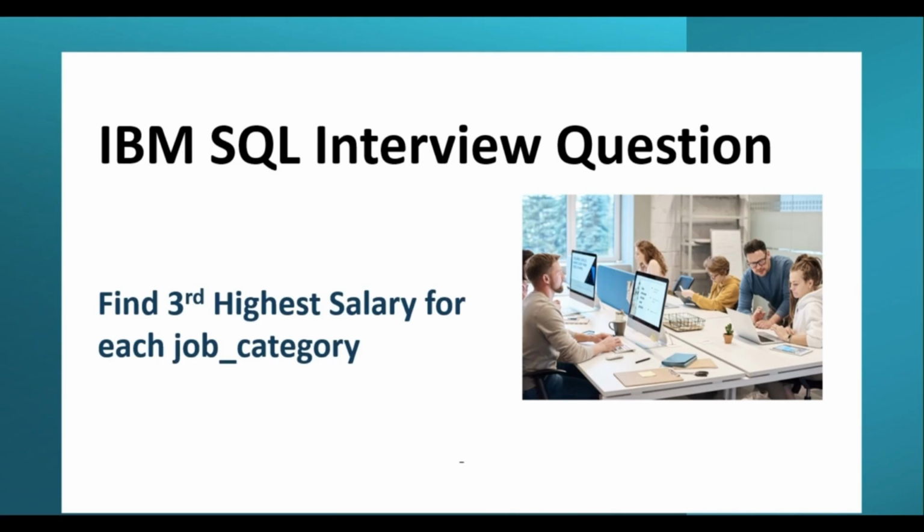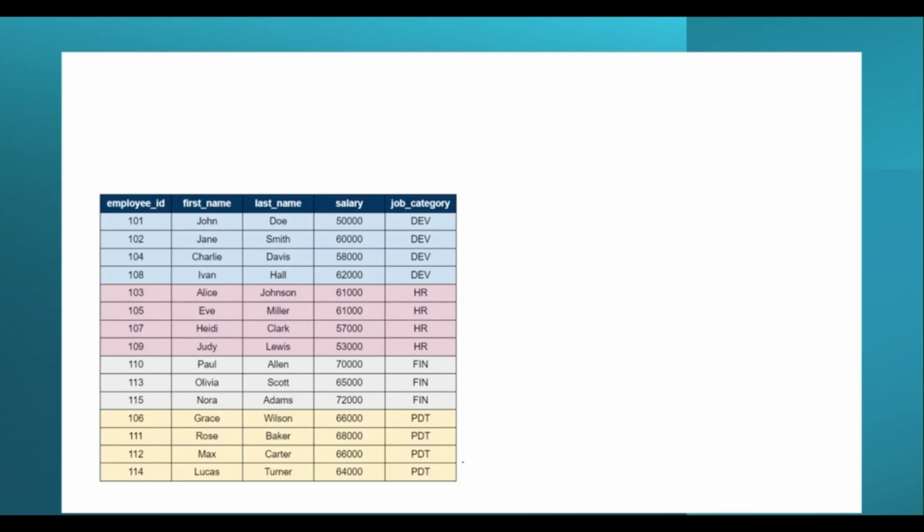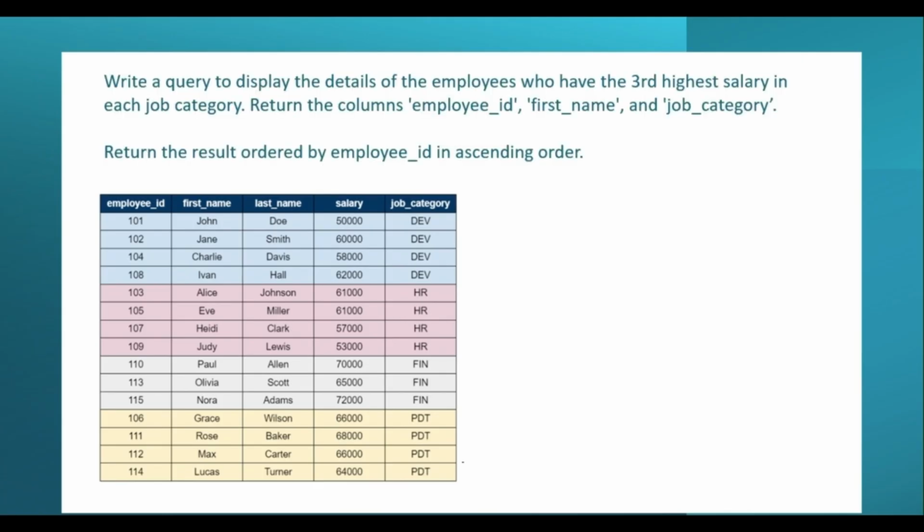So the question is on finding the third highest salary of employees for each job category. So let's understand the question in detail. We are given some employee details having columns like employee ID, first name, last name, salary, and the job category. And we have to write a SQL query to display the details of the employees who have the third highest salary in each job category. We have to return the columns employee ID, first name, and the job category. Also, the result should be ordered by employee ID in descending order. And this is how your output should look.